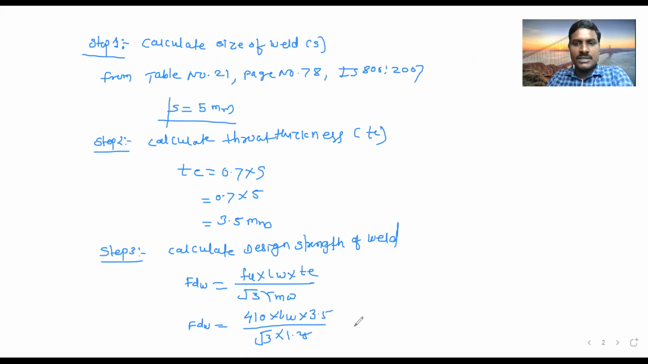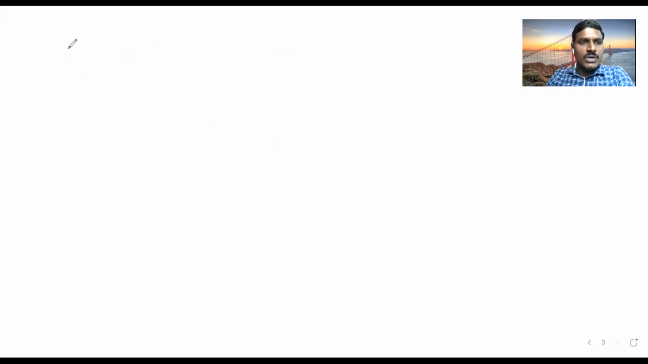How much is this in terms of LW? FDW is equal to how much? 662.79 LW. Yes, sir. 662.79 LW. This is the design strength of the weld. Okay, so now go to step number 4.